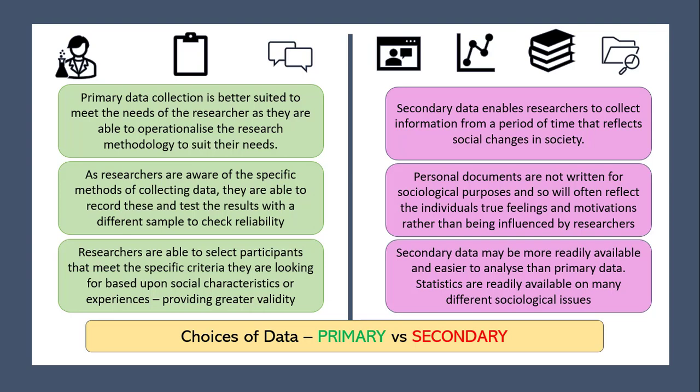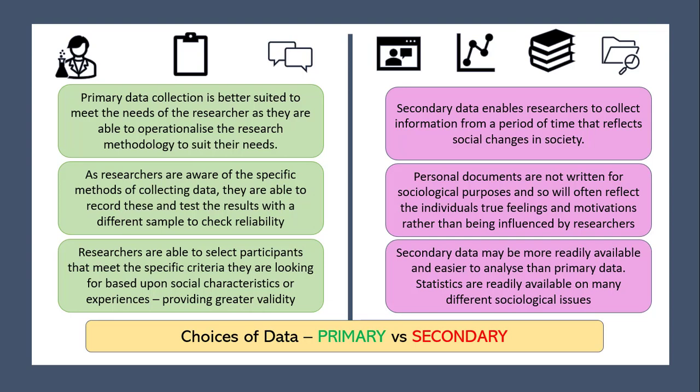Personal documents are not written for sociological purposes, and so will not often reflect the individual's true feelings and motivations, rather than being influenced by researchers. Now, this is true of things like official statistics as well. Official statistics can be manipulated. We know that they can have a political motive. We know that the definitions can be very restrictive, so that certain things like crime rates or poverty are presented in a better light, so that people may vote for the government again.